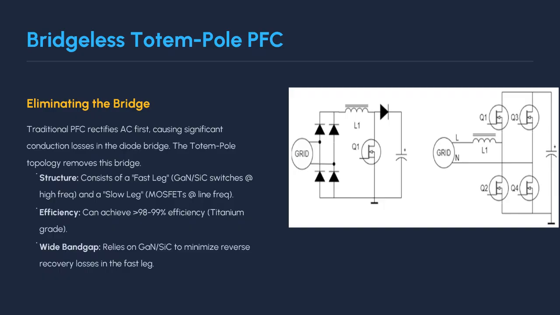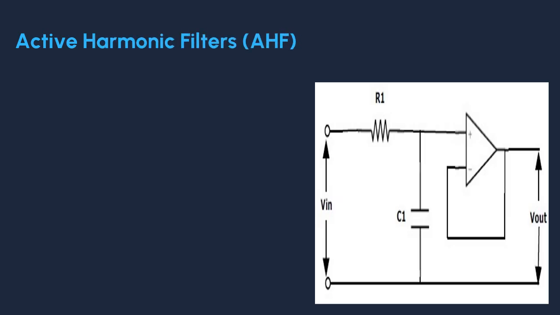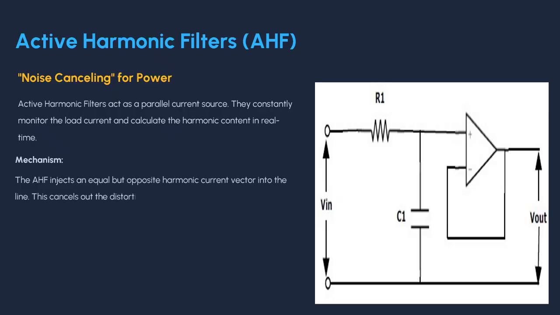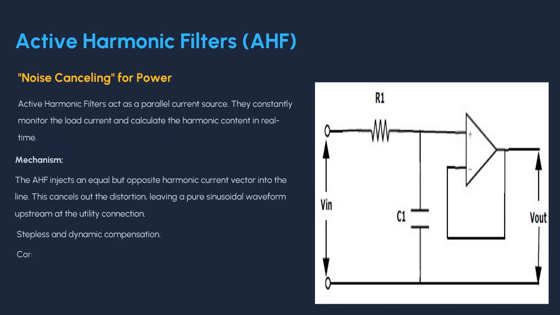Active harmonic filters, AHF. While active PFC cleans up the input current for its own load, the active harmonic filter, or AHF, is a facility-wide solution. Think of it as a noise-cancelling headphone for your power system. The AHF connects in parallel with the nonlinear loads. It senses the total distorted current, calculates the exact harmonic content, and then injects an equal but opposite current back onto the line in real time. This dynamic injection cancels out the harmonics, leaving a clean sine wave for the utility. They are highly effective, dynamic, and can correct both leading and lagging power factors.